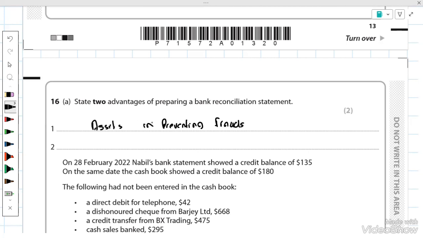And the other thing is, it identifies the unpresented checks, because we just gave the checks to our suppliers, but if they didn't withdraw it, this is something we cannot know from our cash book. We have to analyze our bank reconciliation statement, and after that we will know whether our supplier withdrew the amount from our bank account or not. So it will also identify the unpresented checks.